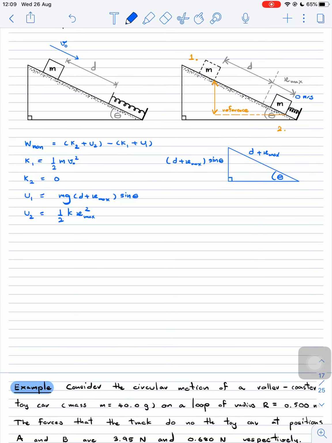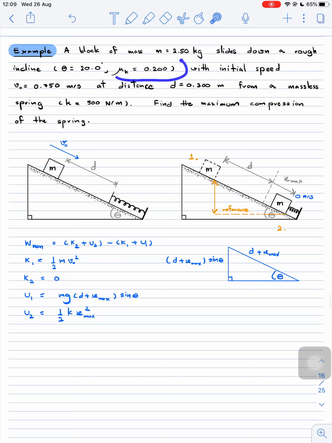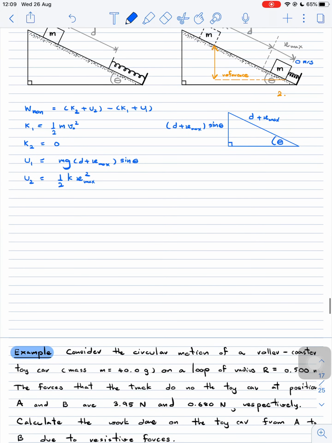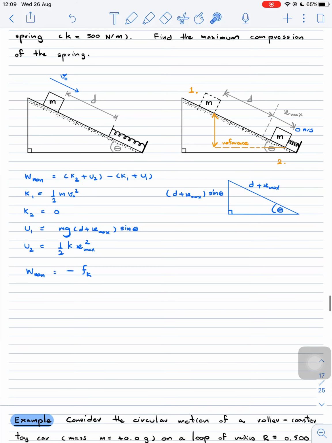So what else? The work done by the non-conservative force. Again, we have the friction here. It means that we must have the work done by the friction, which is the non-conservative force. So the work done by the non-conservative force equals minus the kinetic friction Fk times the displacement. The displacement in this case equals D plus X max.